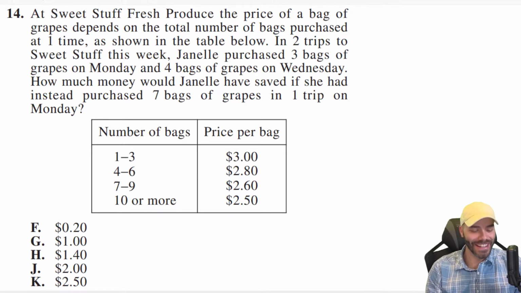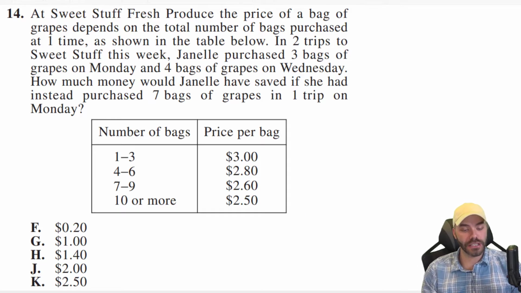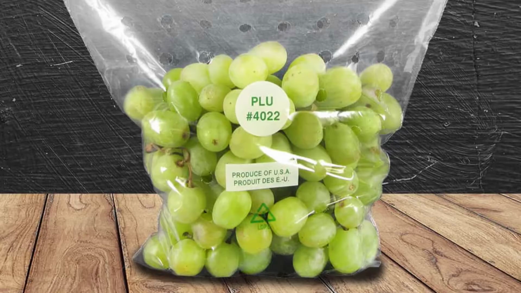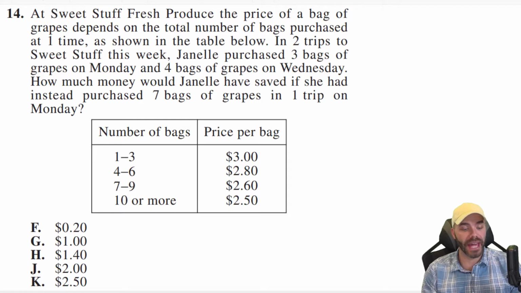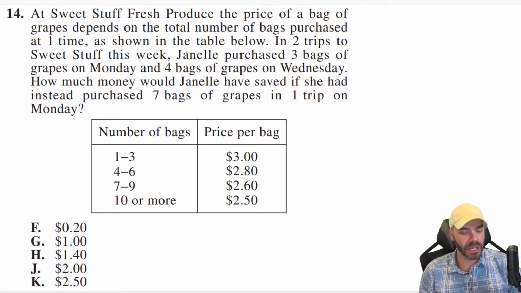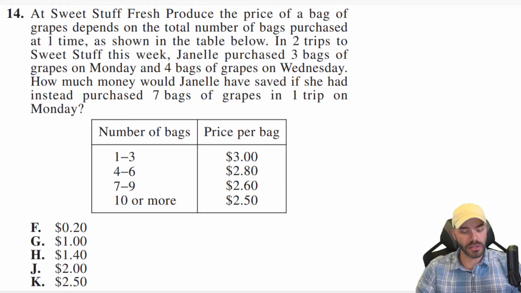All right. At Sweet Stuff Fresh Produce, the price of a bag of grapes depends on the total number of bags purchased at one time, as shown in the table below. So let's look at the table since it referenced it. If you buy 1 to 3 bags, each bag is $3 a piece. If you buy 4 to 6 bags, it's $2.80, and so on, right? So you have to buy them all at once, okay?